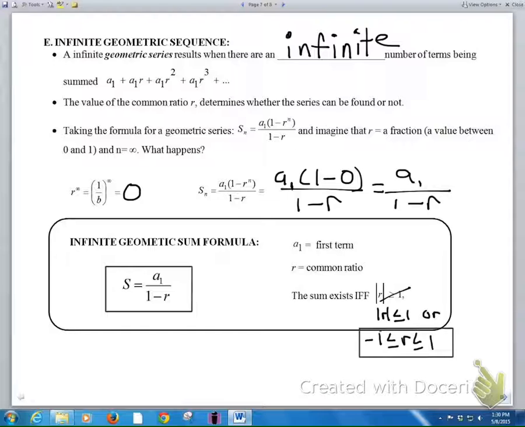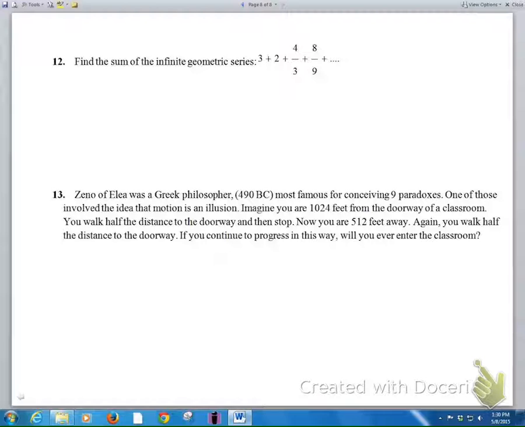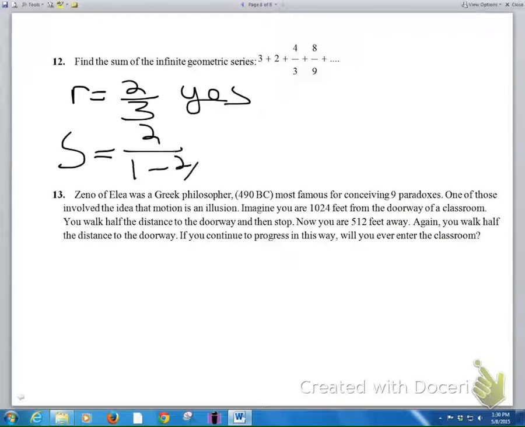So it does not have an infinite sum if r is greater than 1. So if it's 2, 3, 3.5, 4, or if it's like -1.5, -2, -3.5, only between 1 and -1. Otherwise, you would say the infinite sum doesn't exist. So in this case, you would take the second term divided by the first term to get r. So that number is between 1 and -1. So you just plug it into that infinite formula, which is just the first term divided by 1 minus r, and you would get 9.